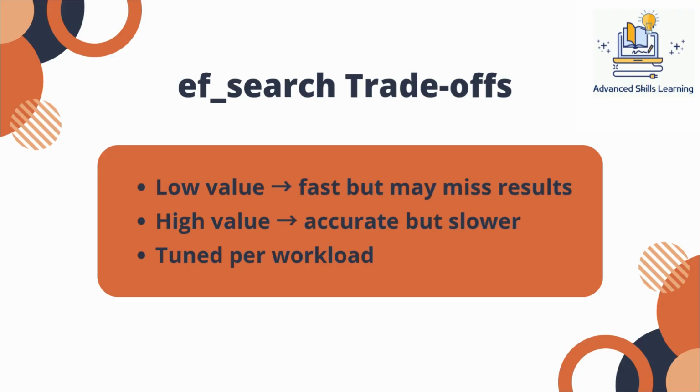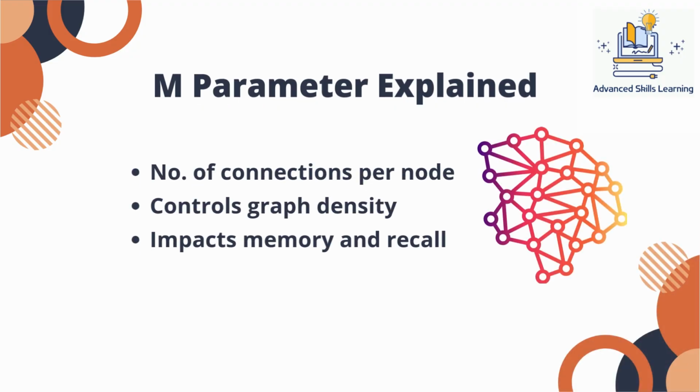On the other hand, a lower EF_search value limits how much of the graph is explored. This results in faster query responses and lower cost, but it may miss some relevant vectors. In production environments, EF_search is often tuned dynamically. Latency-sensitive applications such as real-time chatbots or recommendation engines usually prefer lower EF_search values, while analytical or high-accuracy workloads can afford higher values. Next, let's talk about the M parameter.